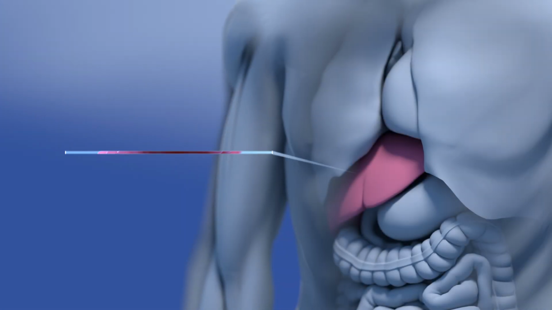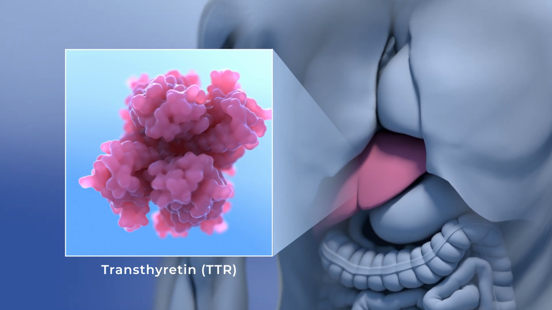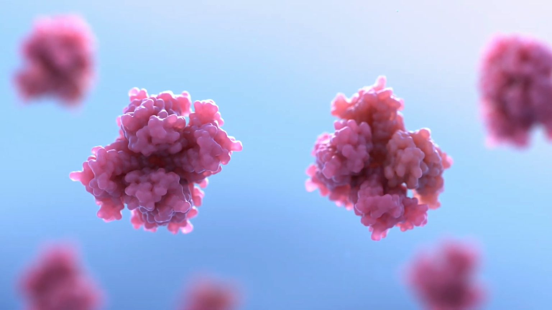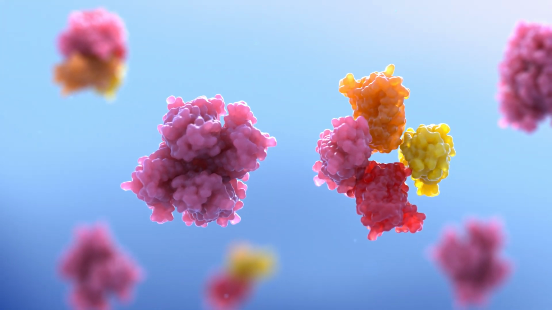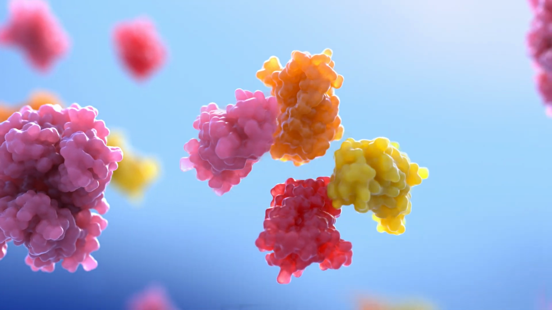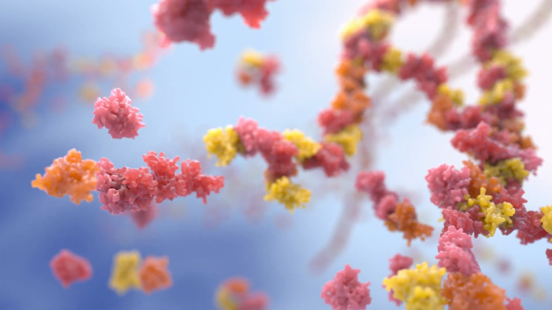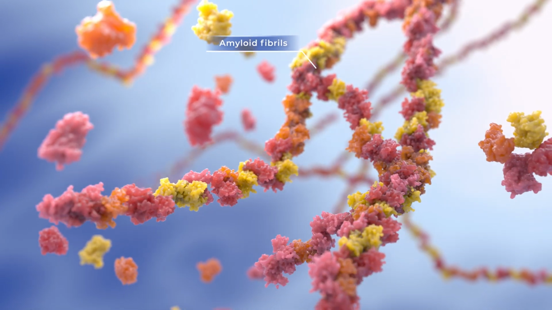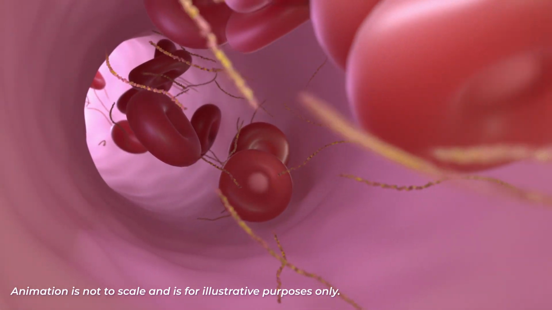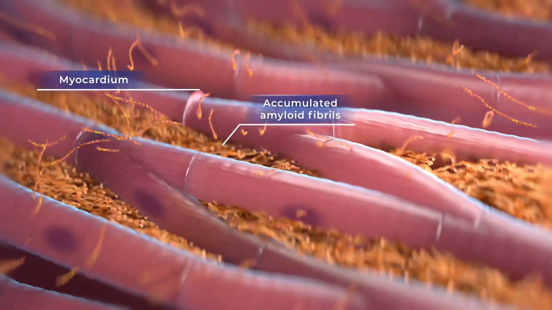TTR, which is produced mainly in the liver, is a tetramer that is comprised of 4 monomer subunits. In people suffering from ATTR-CM, the TTR tetramer becomes unstable or destabilizes due to aging or pathogenic variants of TTR. When this occurs, the TTR dissociates into monomers which tend to misfold. The TTR monomers can then aggregate into insoluble toxic amyloid fibrils, which deposit in various tissues throughout the body. ATTR-CM occurs when the fibrils build up in the heart.